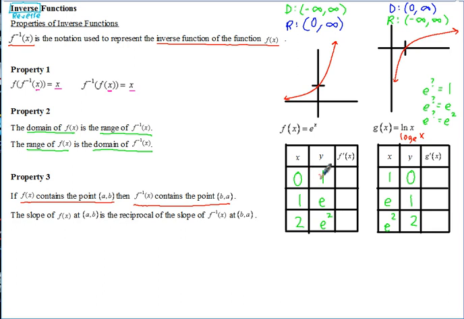f contains the point (0, 1). The inverse contains the point (1, 0). f contains the point (1, e). The inverse contains the point (e, 1), and so on. But let's start to figure out what happens with calculus.